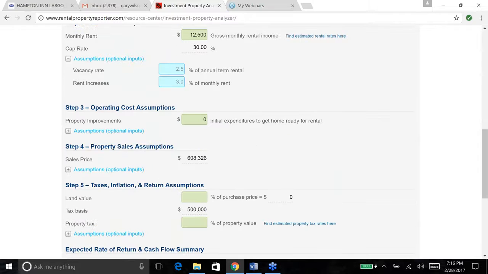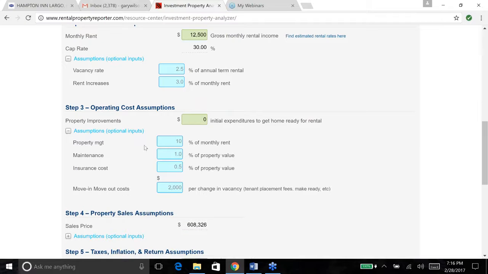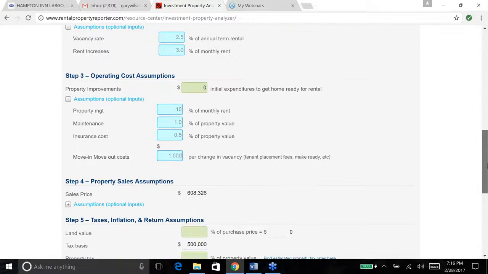So, in any case, property improvements. These are initial expenditures to get the property ready for rental. Let's just assume that's 0 for the moment. We're buying turnkey. Let's say property management is 10%. Maintenance is 1%. Let's just keep it there. That's fair. Insurance costs, yep, that sounds fair. Move-in, move-out costs, that's like your typical cost of turnover. Let's make that 1,000. I've been doing this for a lot of years, and that's probably a pretty safe figure on a turnover for most units.